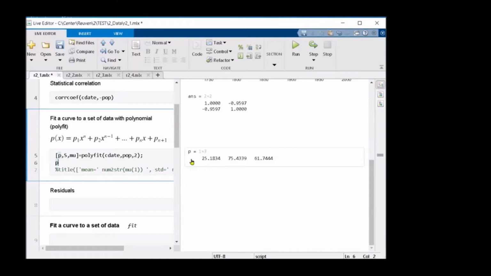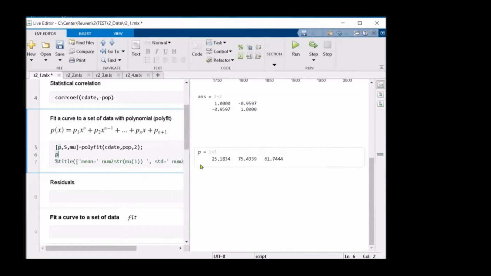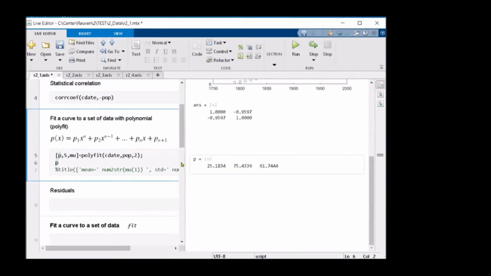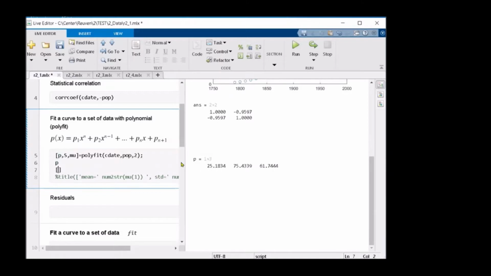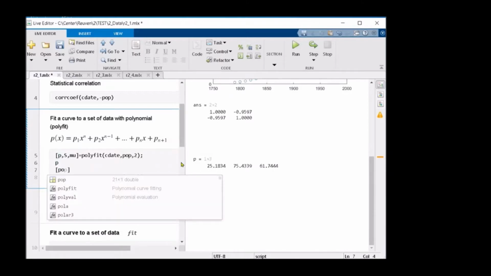You see our polynomial, it has 3 numbers. Why do we have 3? Because we ask for 2 members of the polynomial, and we have a free member. This is why we have 3 members. Now let's try to estimate, to see our result of this polyfitting by using polyval. Also, this command is inside Matlab. We don't need any Toolbox.